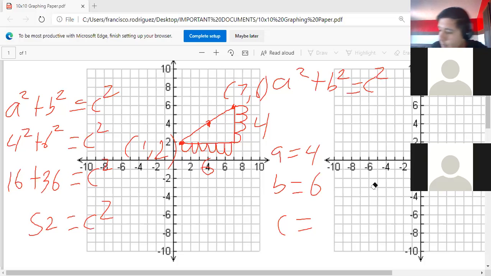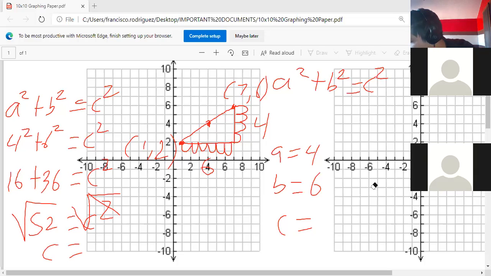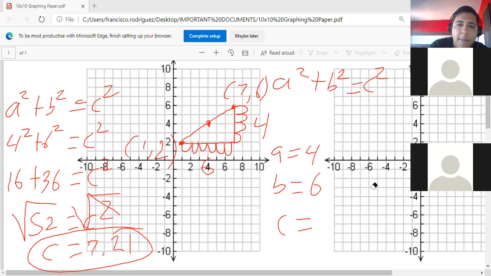And so what's that last step that we need to do to find the distance? You square root it. Right, we're going to take the square root of both sides. That cancels that out. So c should be equal to the square root of 52, which is about 7.21. So our distance is about 7.21. All right, that's pretty good.